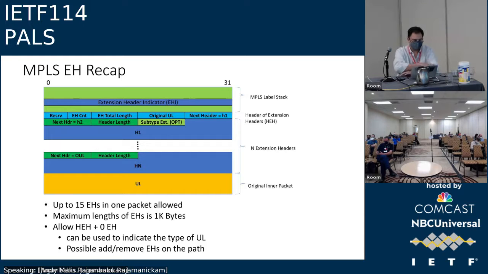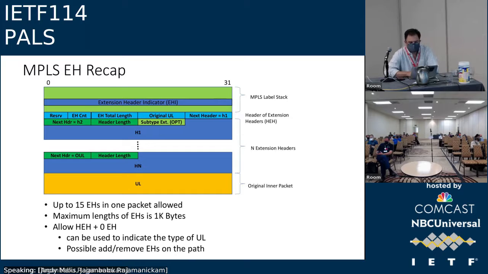First, a quick recap about what the MPLS extension header is about. Obviously, we will need some indicators in the label stack to tell us we have extension headers after the label stack, but how that is defined is out of scope of this document. In this document, we only specify how the extension header itself is encoded after the label stack. As you can see in this figure, after the label stack, we will first have a header of extension header, which is basically a summary of what follows. It tells you how many extension headers you will have and what the total length of them is. It also provides information about the original upper layer protocol type, which is useful to tell you the original layer 4 protocol in the packet.